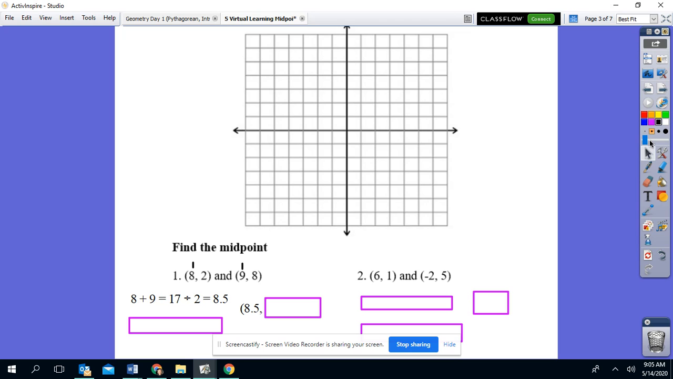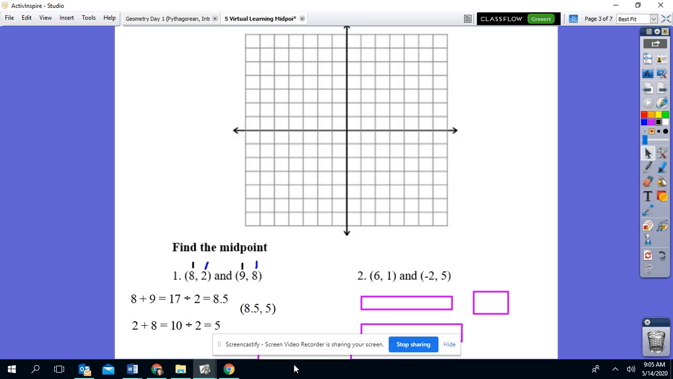Now I need to find the y part of the answer. So I'm going to take the two y values. I've got a y here and I've got a y here. So I need to add 2 plus 8. Well, 2 plus 8 is 10. And the last step is to divide by 2. 10 divided by 2 is 5. So the y value of our answer is 5.